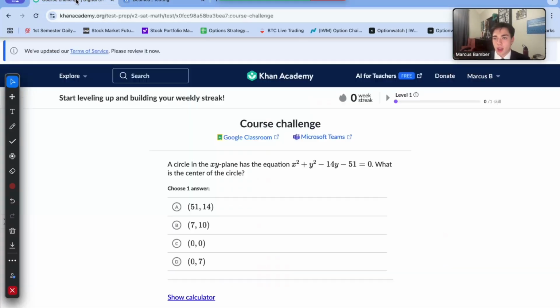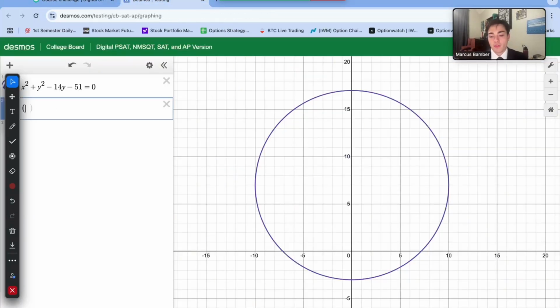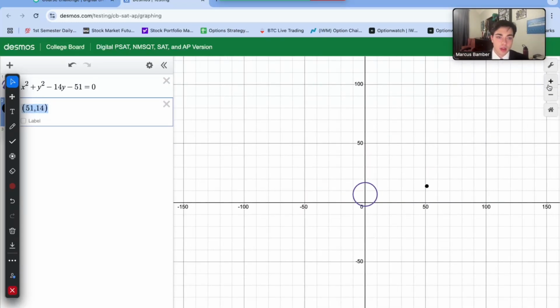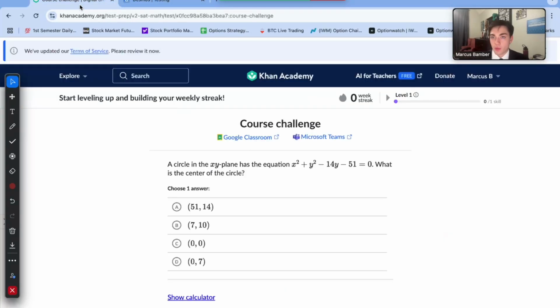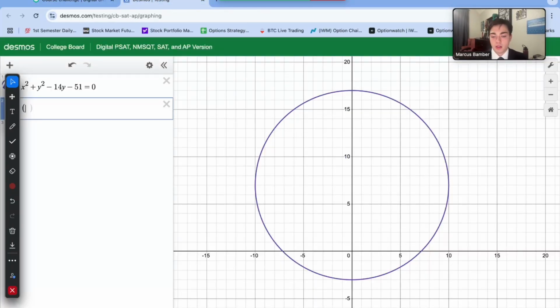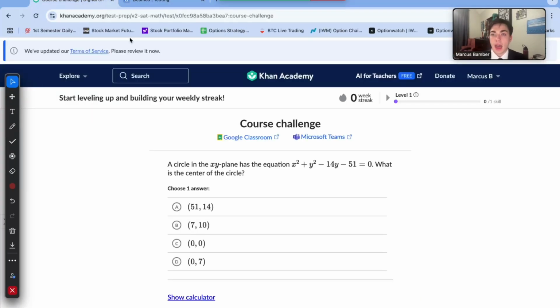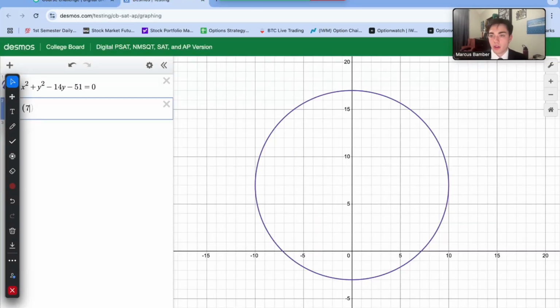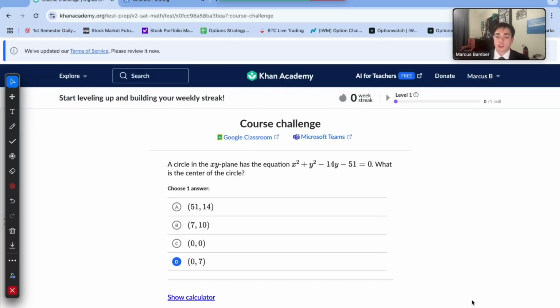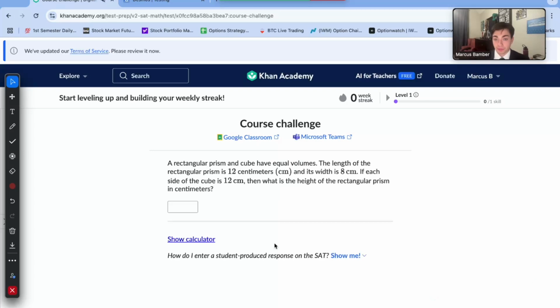Now, all we have to do here is substitute in each of these points. Parentheses 51, 14. We can see that's not the center. We don't even see it. If we zoomed out, we'd see it all the way over there. Now we move to our next one. 7, 10. That is not the center. And now we're going to go 0, 7. So parentheses 0, 7. We can see that that does indeed represent the center of the circle. So answer choice D is correct.